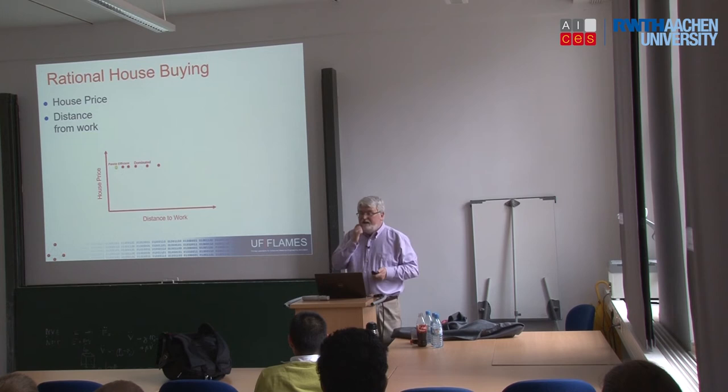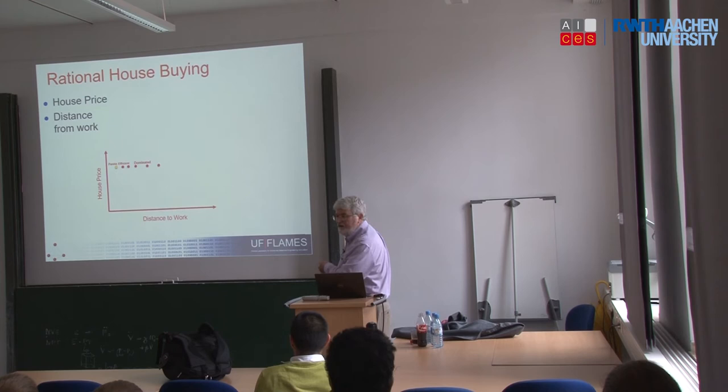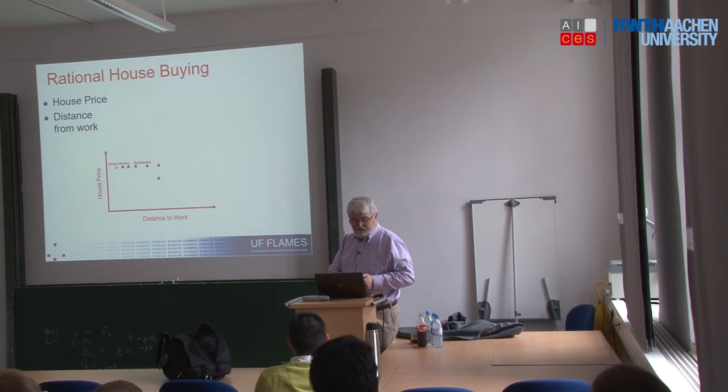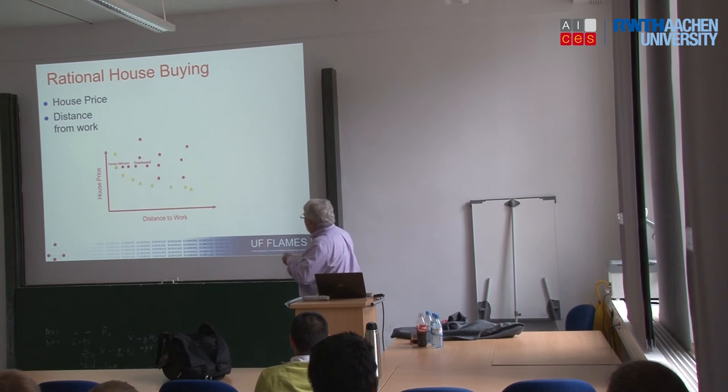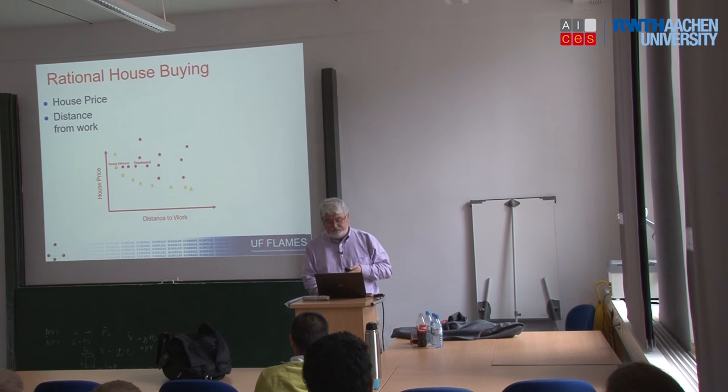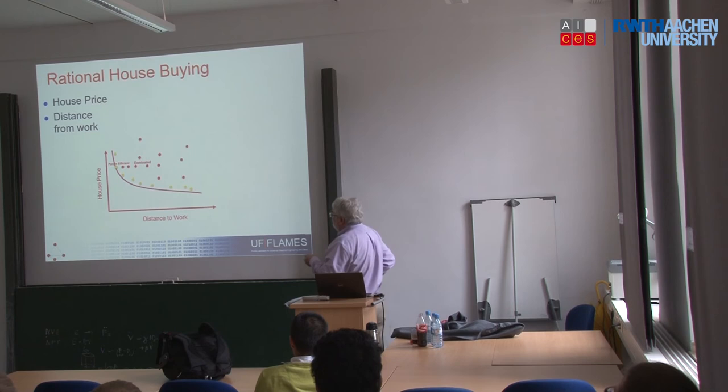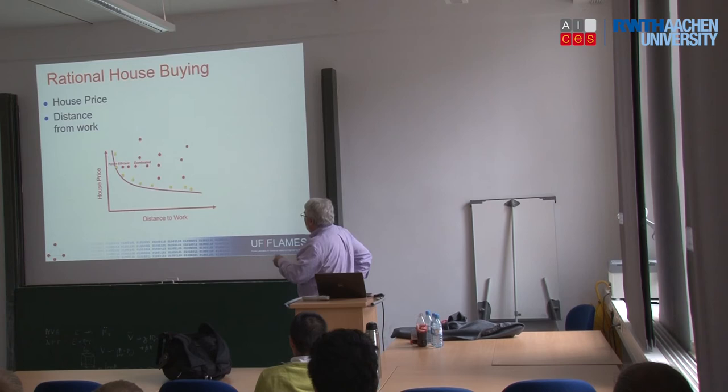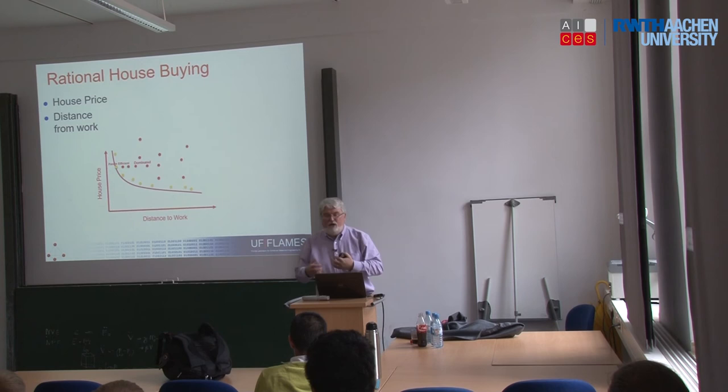So this is a Pareto-efficient point. It's a rational point. For these other points, it makes no sense to actually buy those houses. You go through the same thing for multiple different price values, and you end up with this structure here. All these points correspond to the closest you can get to work for a particular price. And this curve is what's called the Pareto front. Any choice on this front is a rational choice because it's the best compromise you can make between distance and price.